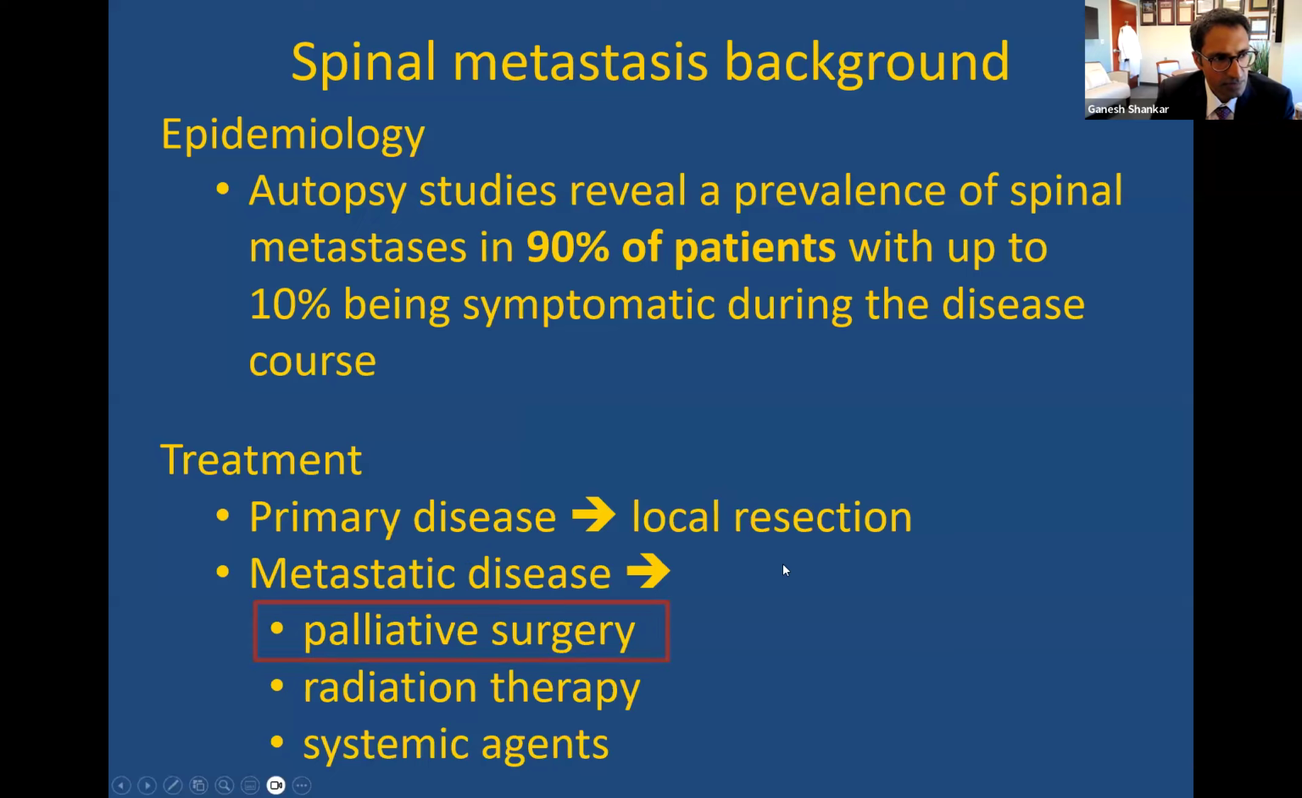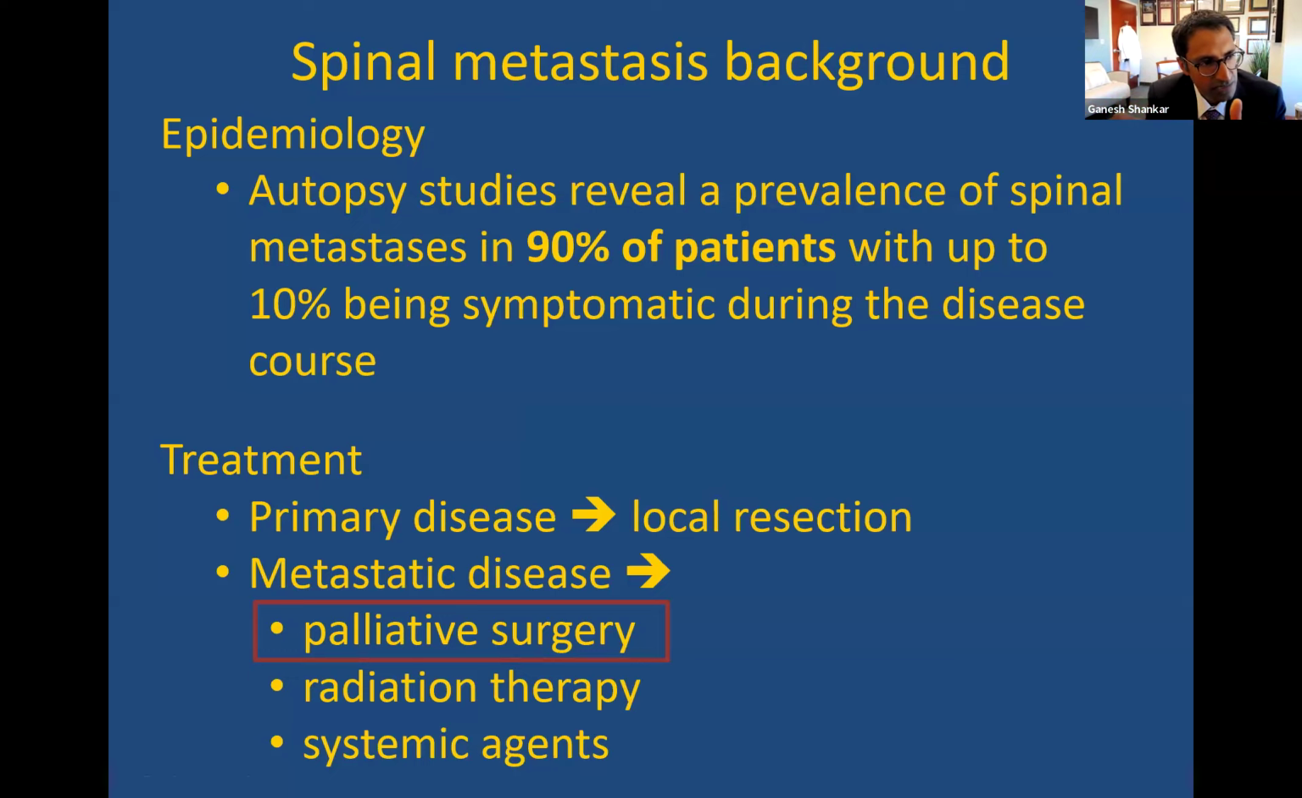Metastatic disease involving the skeletal system is quite common. Up to 90% of patients on autopsy study will have some form of bone involvement, and 10% of patients during the course of their disease will have some kind of symptomatic spine disease. And this is from metastatic disease of solid tumors.